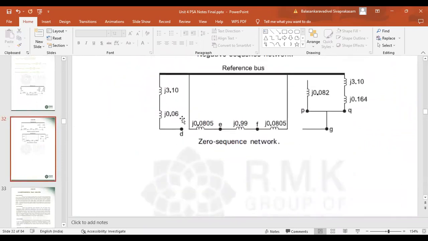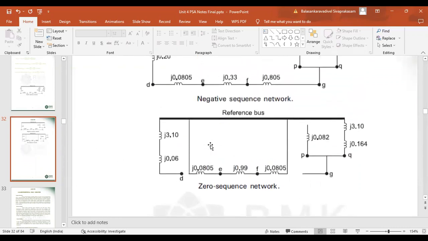here is the generator and its generator reactance, and then the transformer primary reactance. Since the transformer primary is delta connected and there is no current flow through the circuit, it is drawn as an open circuit in the diagram. Here there is no current in the delta connection. Only inside the delta there is a circulation of current, and the current will not flow through the transmission line. So it is mentioned as open circuited.